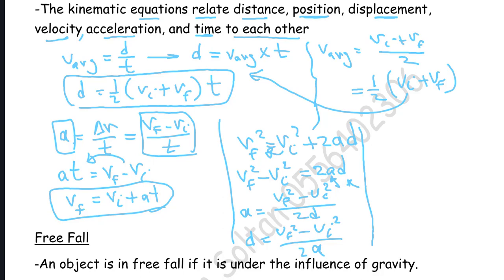The last one: D or S, whatever you deal with, distance or displacement, equals V initial t plus half a t squared. As you see here, it has initial speed, time, and acceleration.